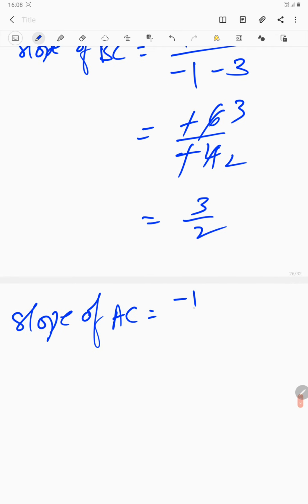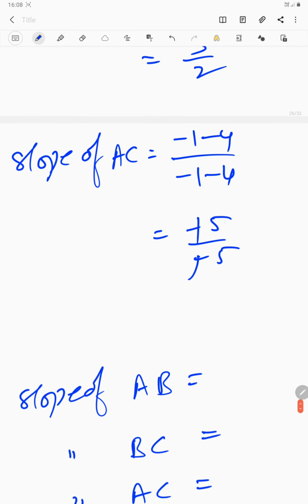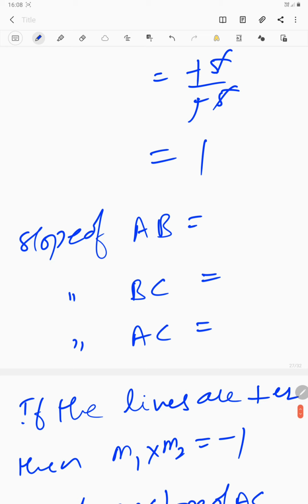C is (-1, -1), A is (4, 4). So -1 minus 4, -1 minus 4, which is equal to -5 upon -5. Minus plus हो गया है. 5 and 5 cancelled means 1. Now what is the slope of AB? -1. Slope of BC 3/2. Slope of AC 1.